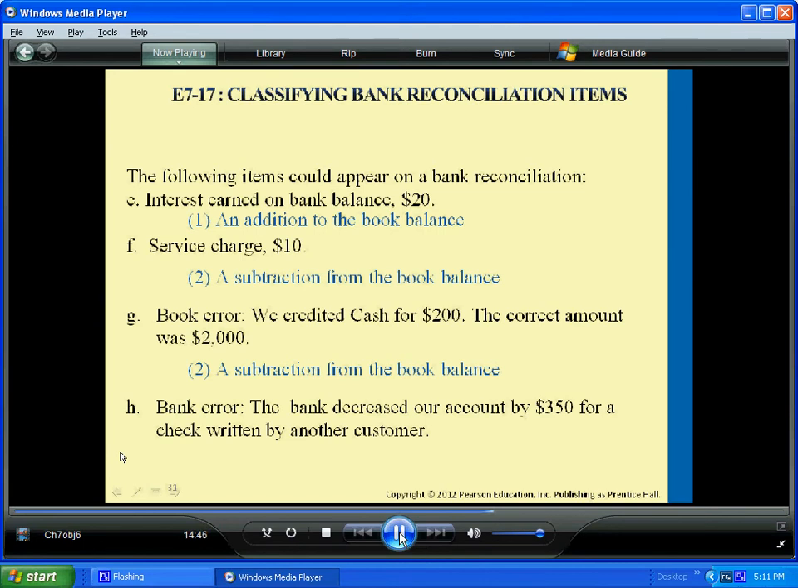Letter H. The bank decreased our account by $350 for a check written by another customer. What happened? Some other customer with some other account wrote a check, and unfortunately, the bank mistakenly took the $350 from our account. So we're going to subtract that from the bank balance. So there's a quick little exercise in identifying where items belong in the bank reconciliation.